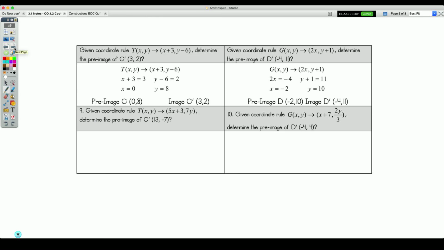Now they gave us the what? If it's C prime, they gave us not my pre-image, they gave me the what? The image, or my output. So instead, we are going to be setting equal. When they give me the image, and I should have written pre-image on the last one, that means I'm going to set it equal.